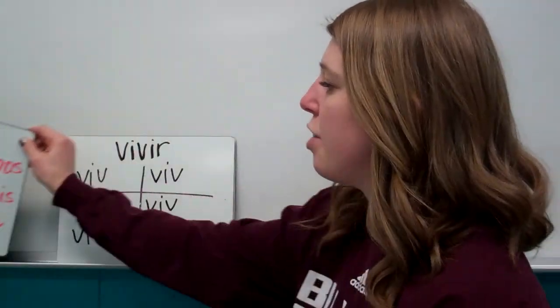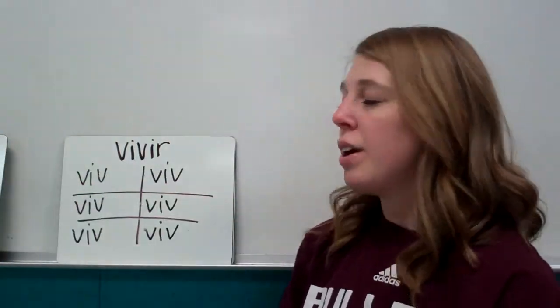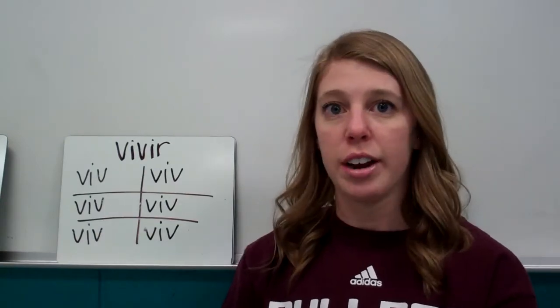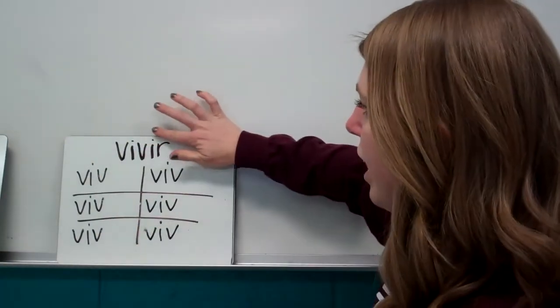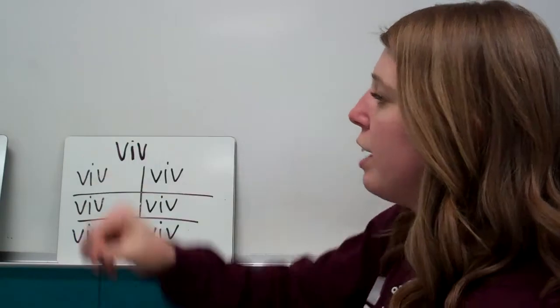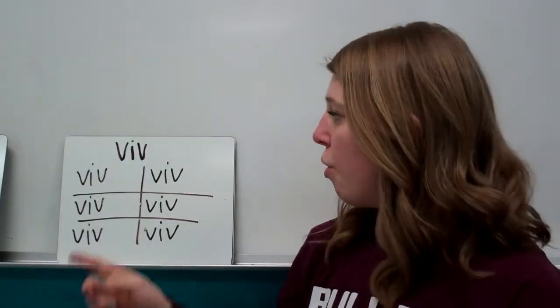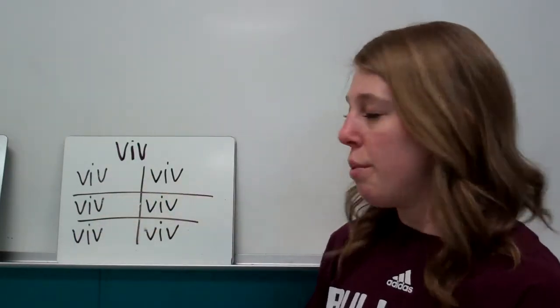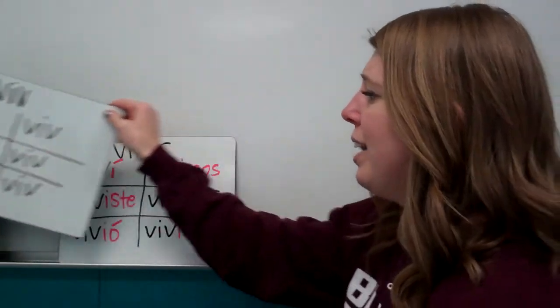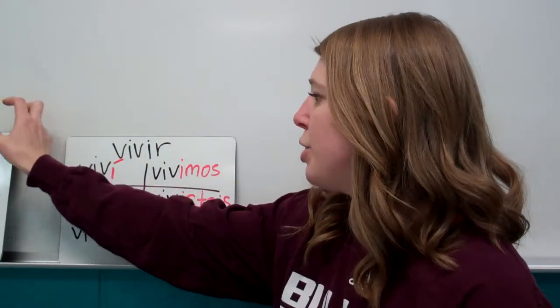So let's conjugate another verb. Let's do the verb vivir. Vivir means to live, just in case y'all forgot. So I've already done step one. We've taken off the IR, and we're left with viv-. So we put viv- in all of our blanks, so step one.